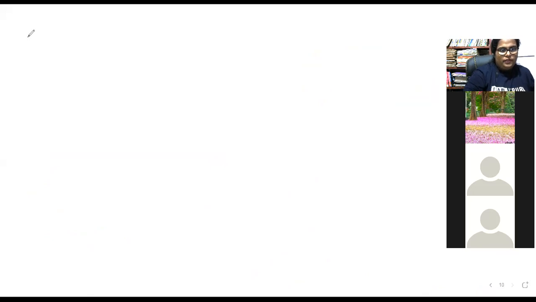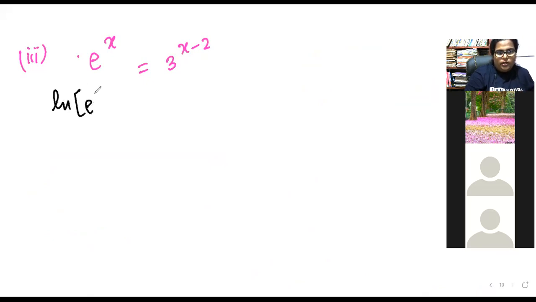The third part of this question has an exponential equation, e to the power x equals 3 to the power x minus 2. Right, here you can see the x, our variable, is in the exponent. It is in the form of a power. So you have to use ln for this function. Let's apply ln to both sides. So when you use ln for this one, it is ln of 3 to the power x minus 2.